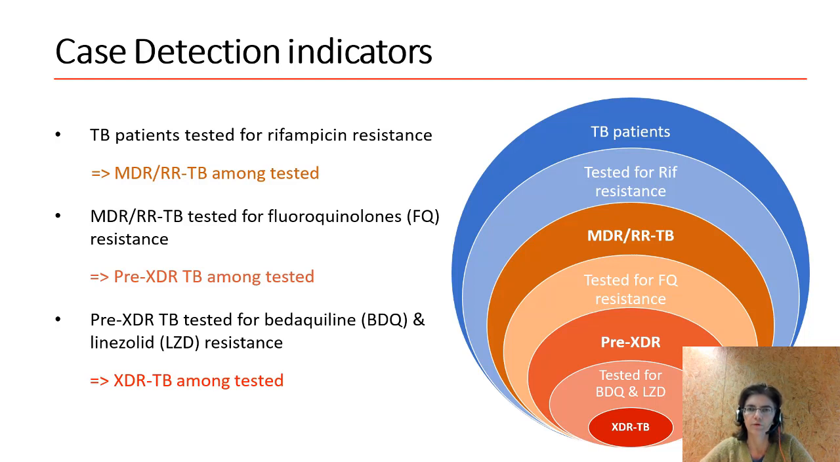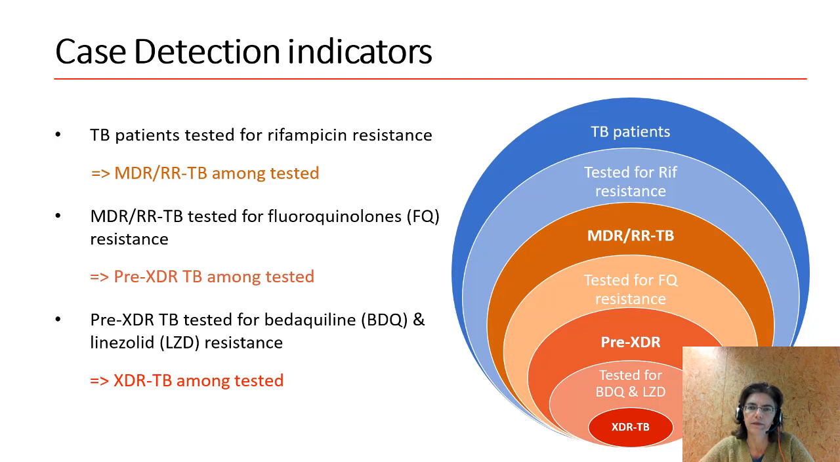in blue the number of TB patients. Among those, there will be a proportion that will be tested for rifampicin resistance, or all of them will be tested. We will know how many among them have MDR TB. Among them, part or all will be tested for fluoroquinolone resistance.